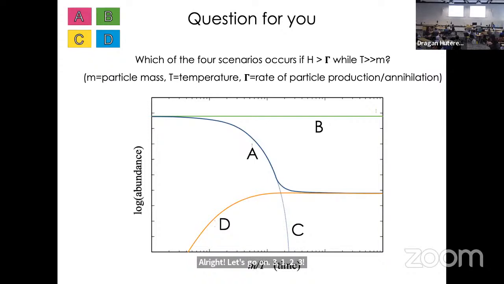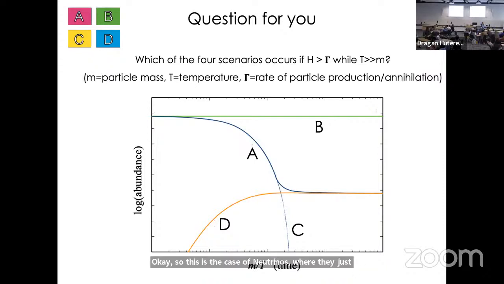Pretty good. Okay, so I see mostly green, and green is B. That's the flat line, and that's the correct answer. So the idea here was to say that you can imagine a scenario, and you've heard of it by the name of warm dark matter, where dark matter doesn't stop being relativistic, and that's why it decouples. It decouples for another reason. Maybe its cross-section just has a weird temperature dependence. Maybe it's just really, really small, and that particle is still relativistic when it freezes out, like the neutrinos.